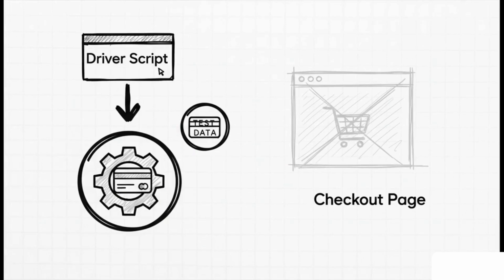So, imagine you've written this really important function that processes credit card payments. Awesome. But the actual checkout page that a user would see, that part of the app isn't ready. No big deal. You can write a simple little driver script that just calls your payment function directly, feeds it some test data, and lets you make sure it works perfectly, long before the rest of the application is finished.